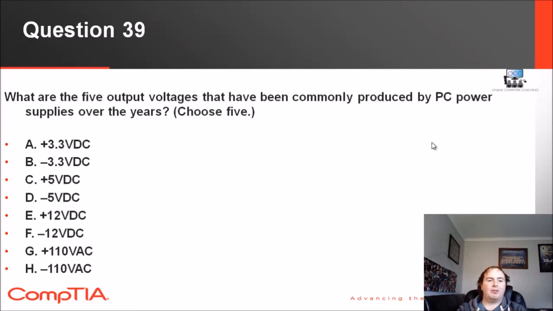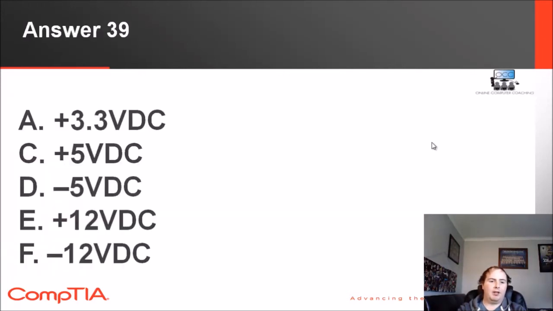We've got the second last question for the day. What are the 5 output voltages that have been commonly produced by PC power supplies over the years? And as you can see here, we've got a fair few down the list, all the way down to H. You can pause this if you like. I'm just going to go to what the voltages are, and that is basically what they are. So we've got plus 3.3, plus 5, minus 5, plus 12, minus 12.